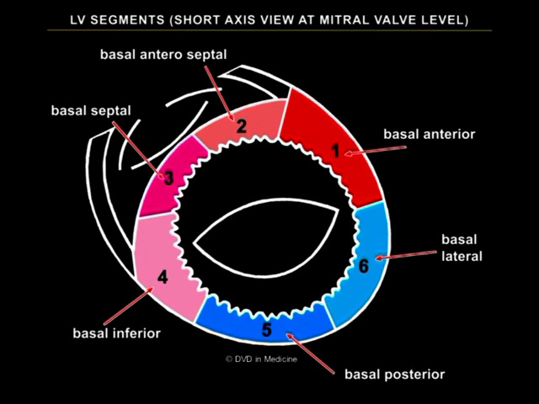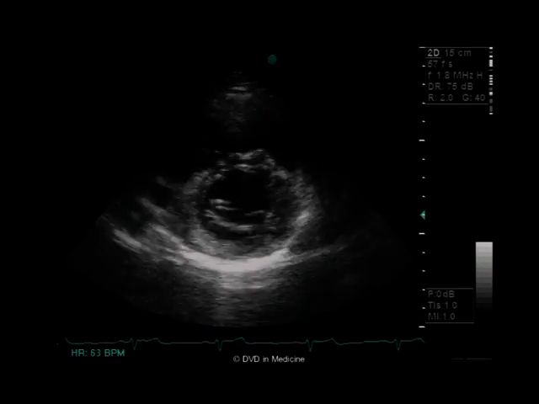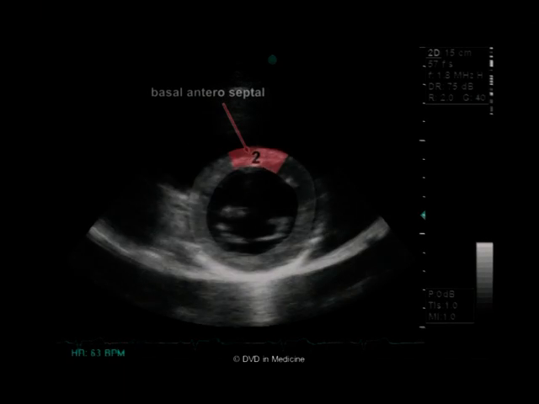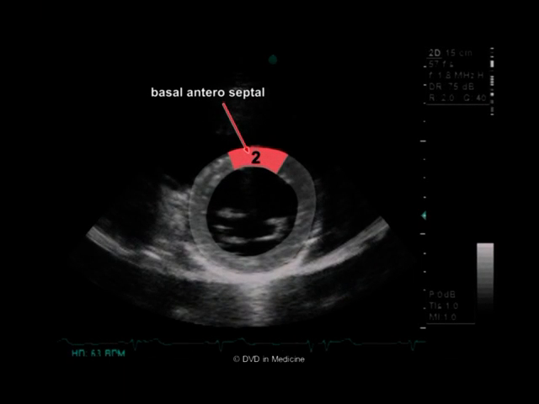In this picture, one can see the segments of the left ventricle which are visible in the short axis view at mitral valve level. Basal anteroseptal, basal septal, basal inferior, basal posterior, basal lateral, basal anterior.